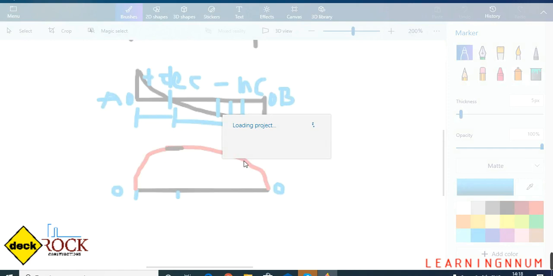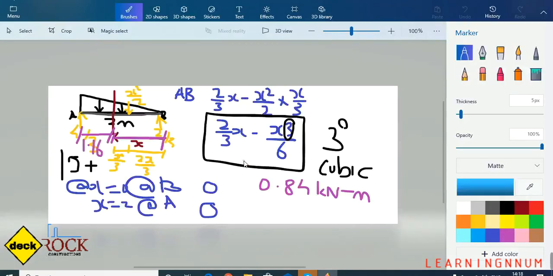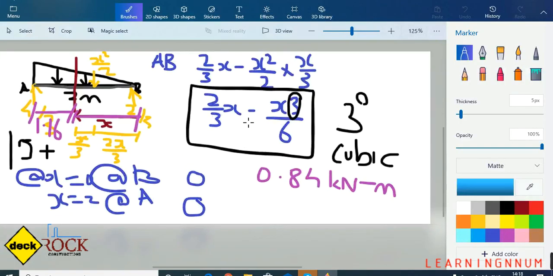So this was our equation, right? 2 by 3x minus x cube by 6. In that put 0.84. Okay, I made a mistake. This is not kilonewton meter, this is 0.84 meters. Why? Because we have considered x distance from the right side, that is from B. So the right side distance of zero shear we would consider from B. So that distance is 0.84 meter. So put that here.